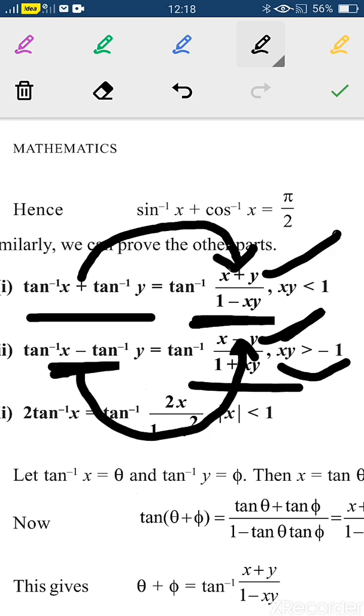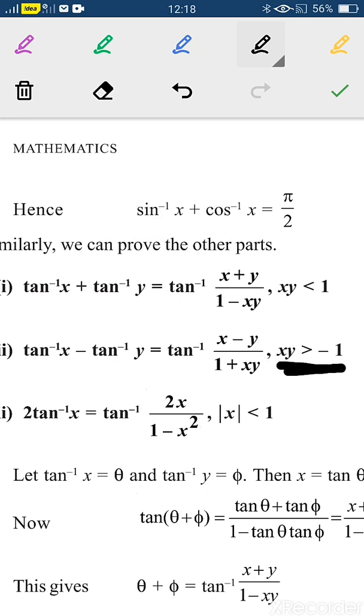So what is the condition? xy here is greater than minus 1, right? So you have to learn these properties. Again and again I am saying these formulas to revise them.